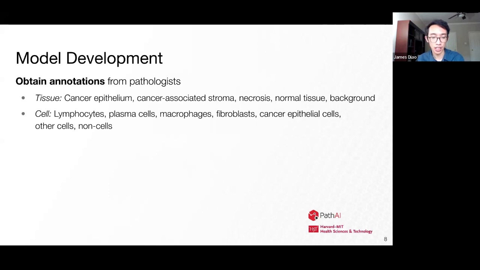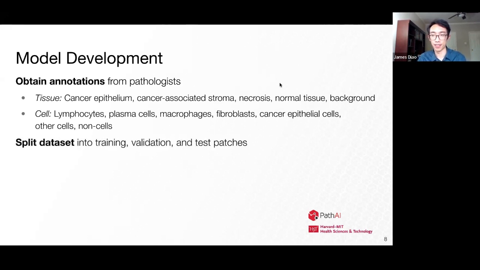And then during training, that region will be sampled multiple times to produce patches that become positive and negative training examples. The labels used here are cancer epithelium, cancer-associated stroma, necrosis, and normal tissue or background. And for cells, you just click in the middle of the cell, a single click. This includes cell types like lymphocytes, plasma cells, macrophages. You can read the rest of the list, but essentially five major notable cell types, and then there's the other background non-cell category.